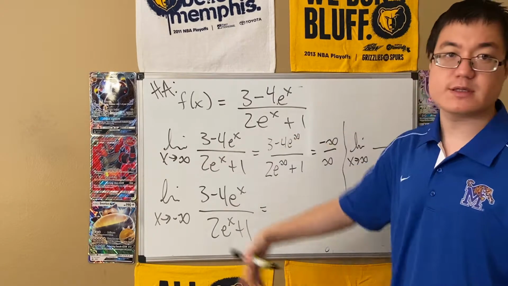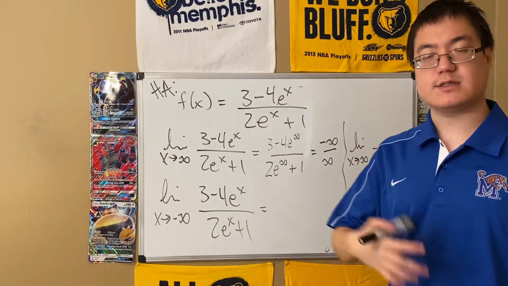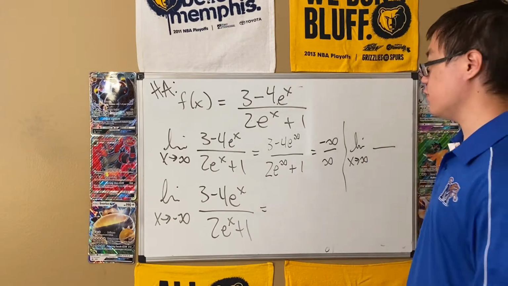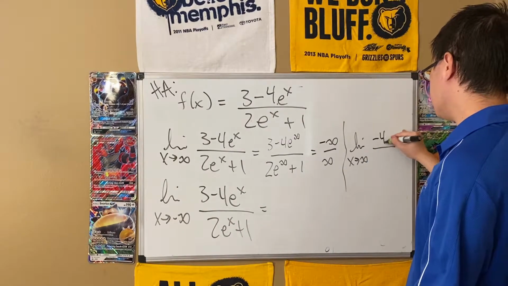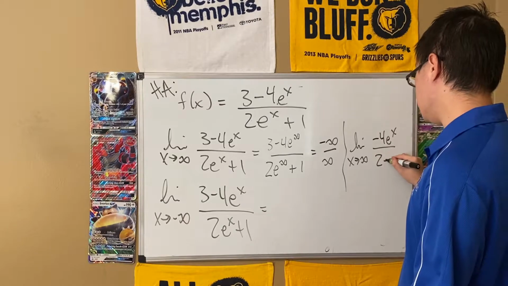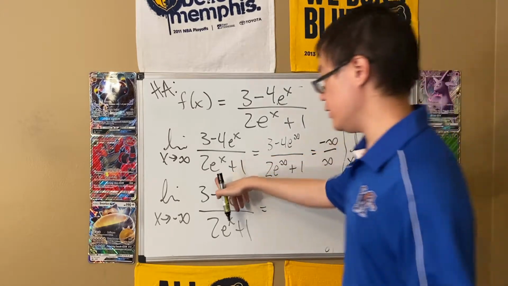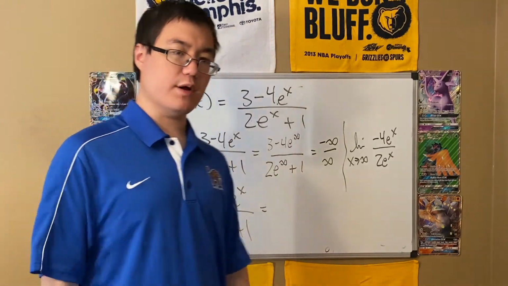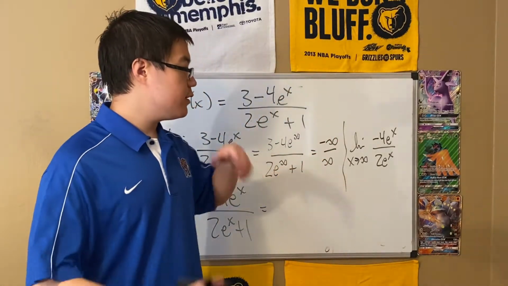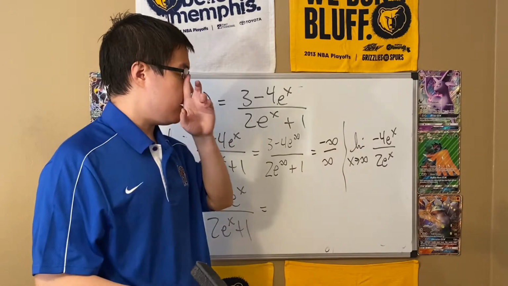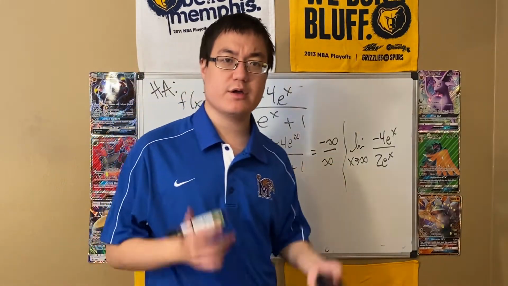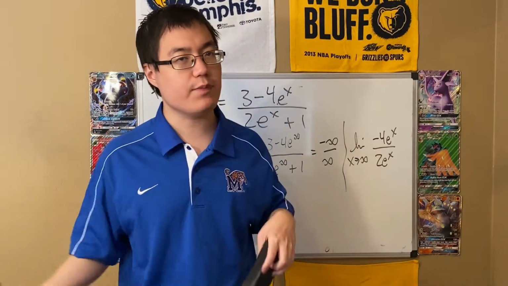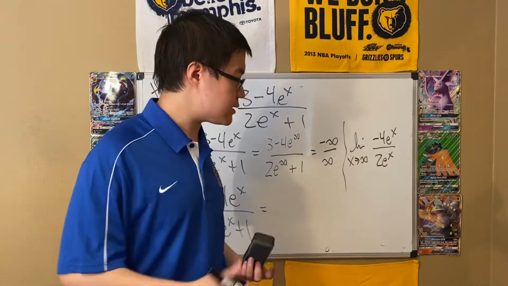The derivative of 3 is 0. The derivative of e to the x is the best function in the world. So it looks like we have minus 4 e to the x over 2 e to the x, because the derivative of 2 e to the x is this thing, and then plus 0, because the derivative of 1 is 0. So if you know what you're doing, you're actually done. But if you don't know what you're doing, you'll actually get stuck in an infinite loop and we'll never get our nap, which would be very, very sad.